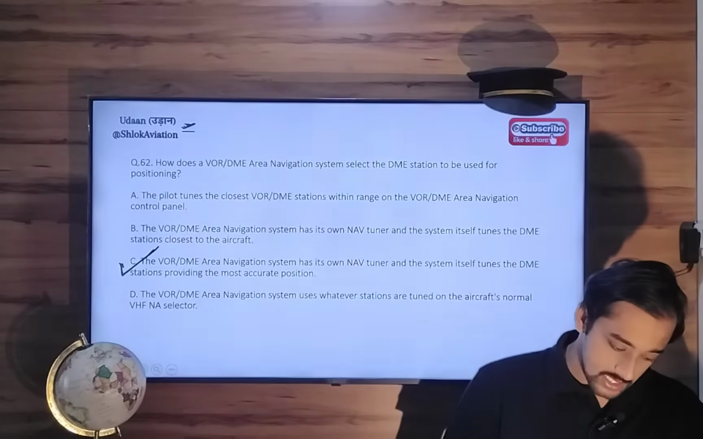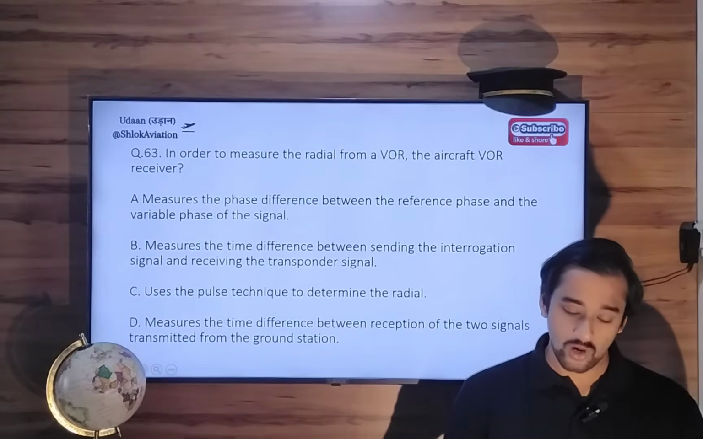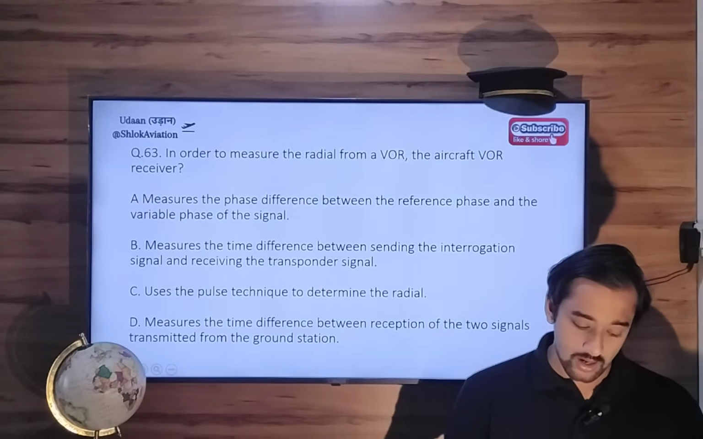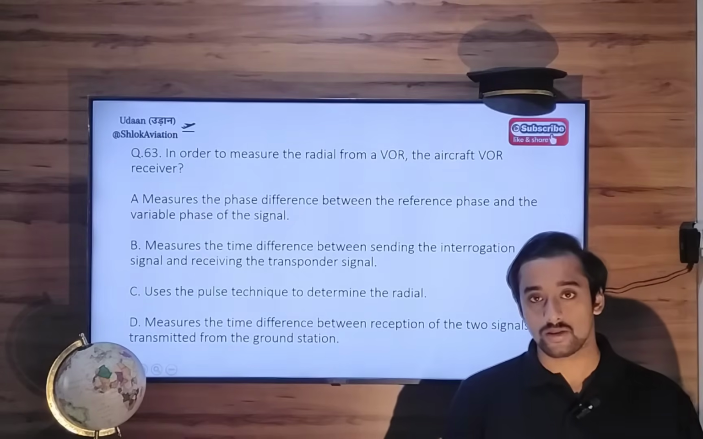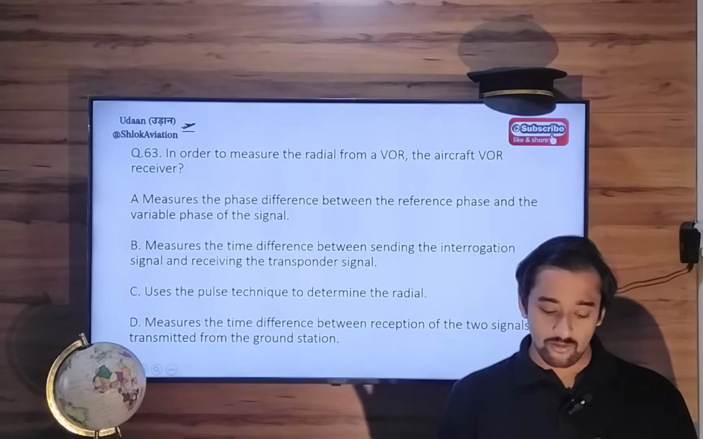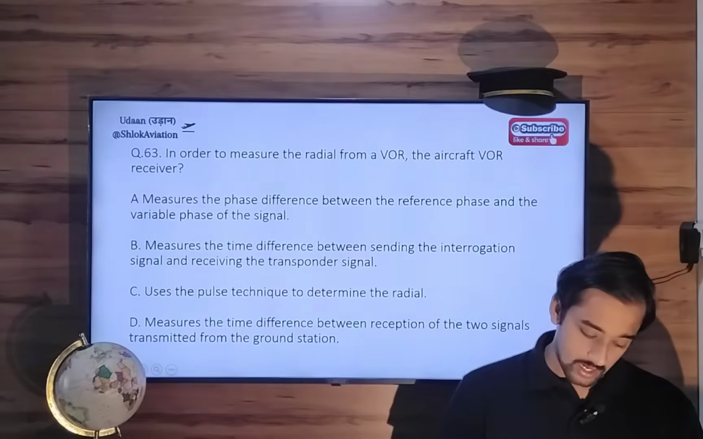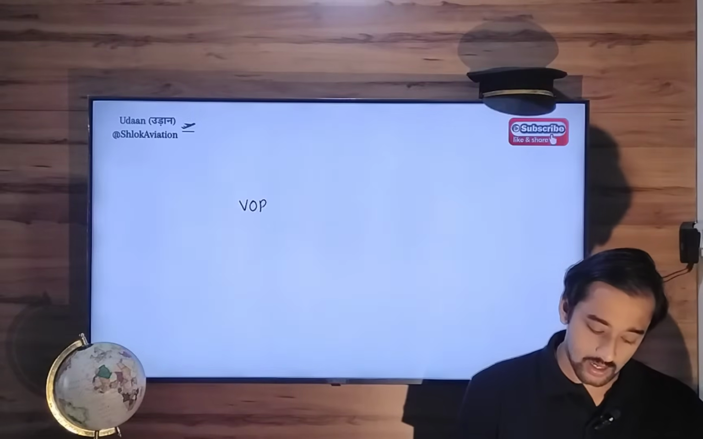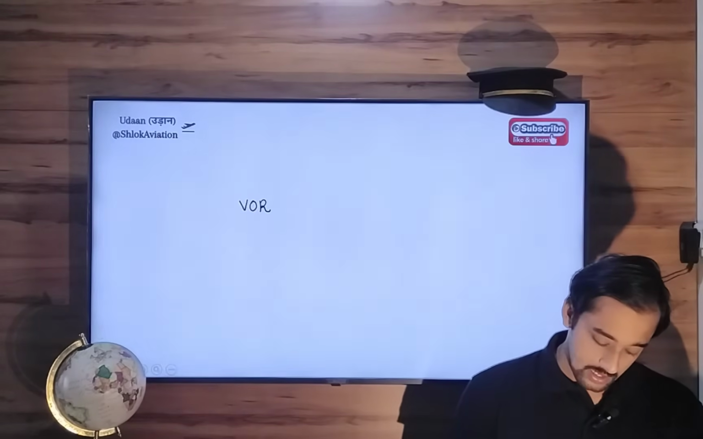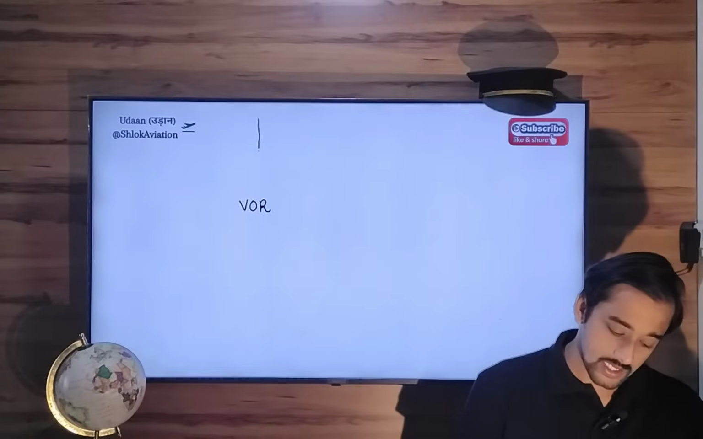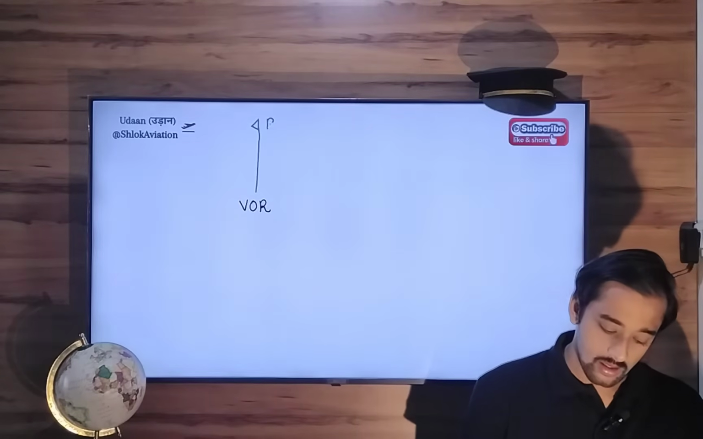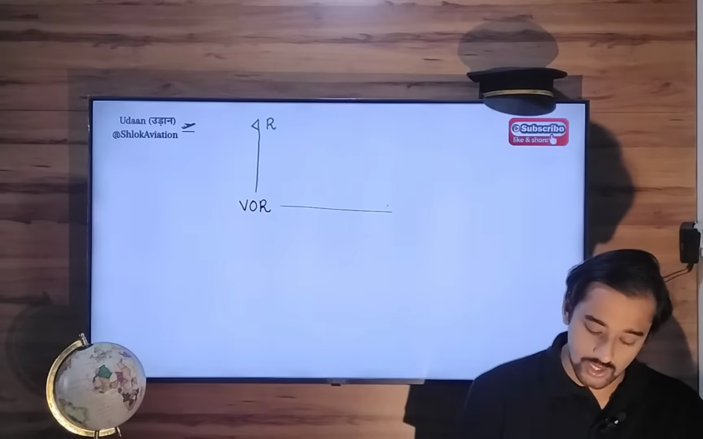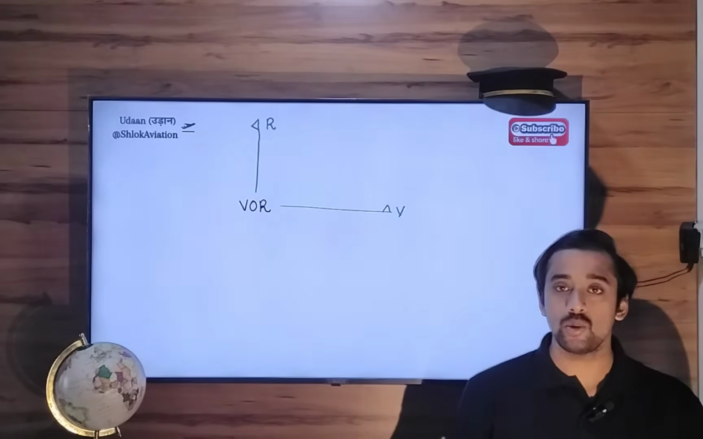So let's go to question 63. In order to measure the radial from a VOR, the aircraft VOR receiver does what? So radial from a VOR. So here, just a quick introduction. Your VOR station on the ground transmits two signals. The number one signal is your reference signal, and the second, variable signal, is your amplitude modulated signal.